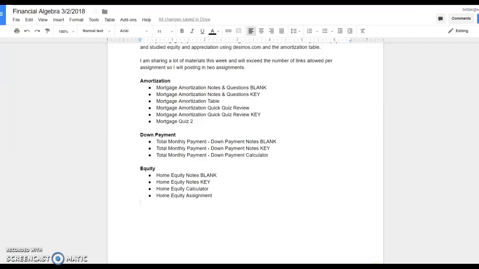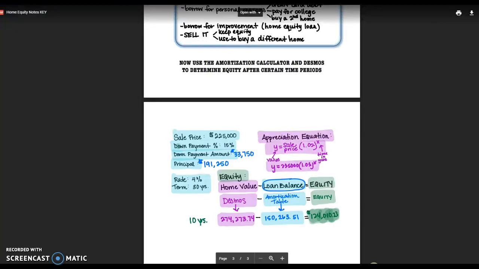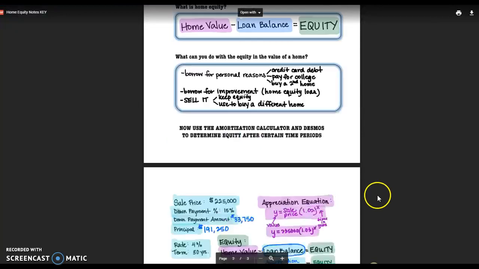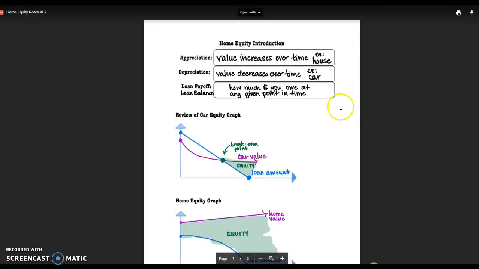Okay, so our third screencast has to do with the equity portion of our home and mortgage unit, and this would have been a 2-day lesson for us. We did the first half of it yesterday, and our plan today was to continue with day 2, but we had a snow day, so this is our plan for Monday. So we start off with some notes, and I'm going to go over the key with you right now. I just need to scroll back up here.